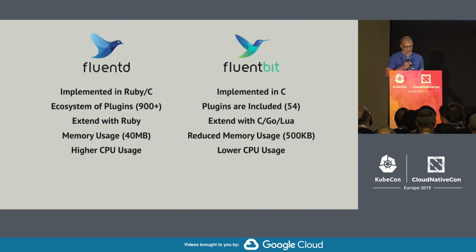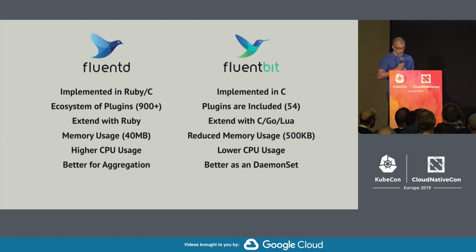Fluentd, when it comes to memory and CPU, just in idle state, will consume about 40 megs of RAM, and Fluent Bit will consume much less, around 500 kilobytes. As well as memory, Fluentd consumes a little bit more CPU than Fluent Bit, just in idle state. Fluentd is kind of targeted for an aggregation type role.